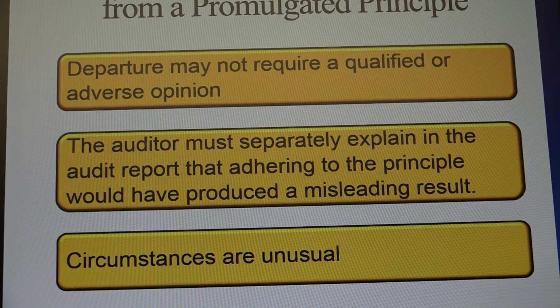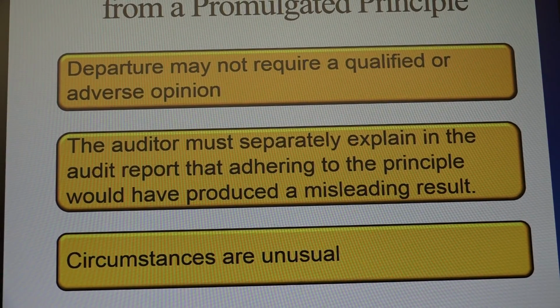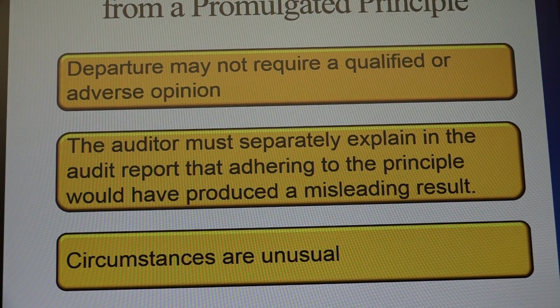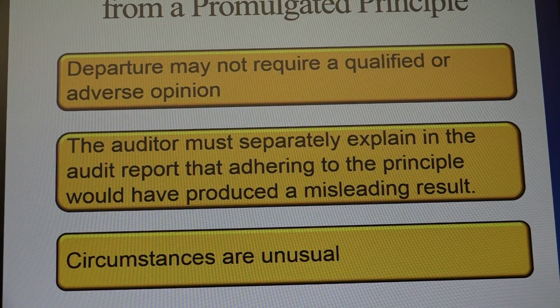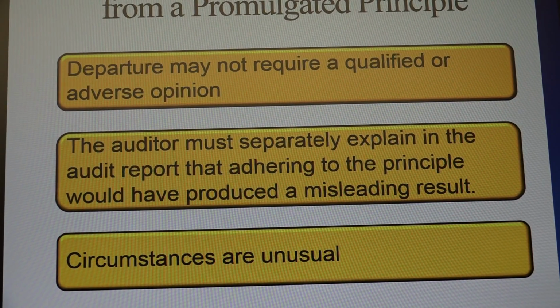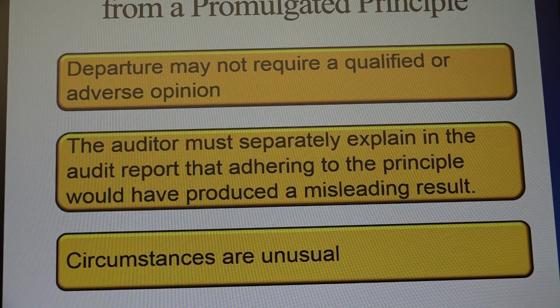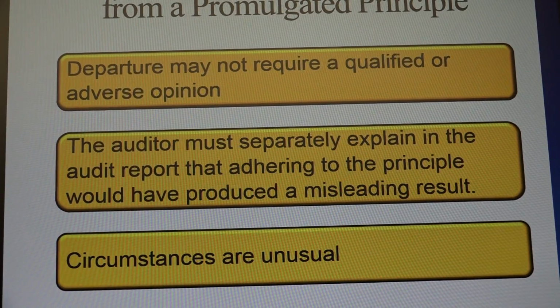So they talk about different examples of where you might do this. Existence of material related party transactions. I'm sorry, I'm on the next one.